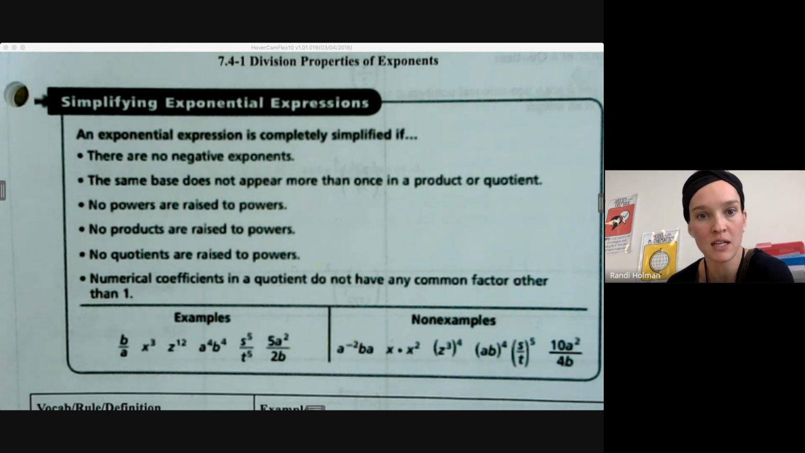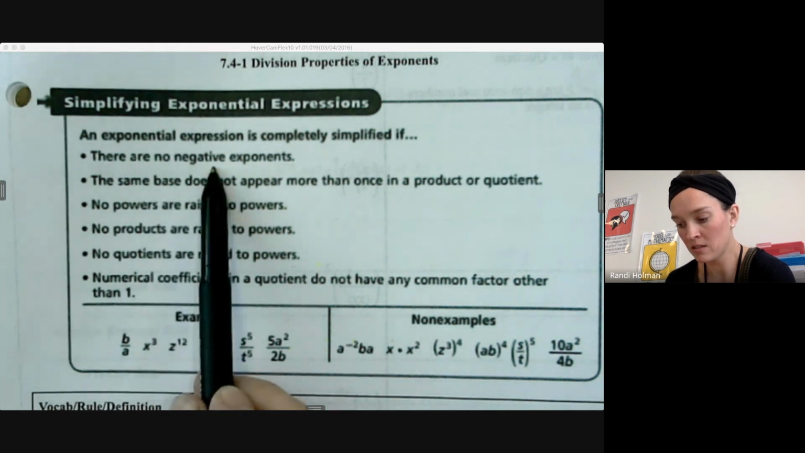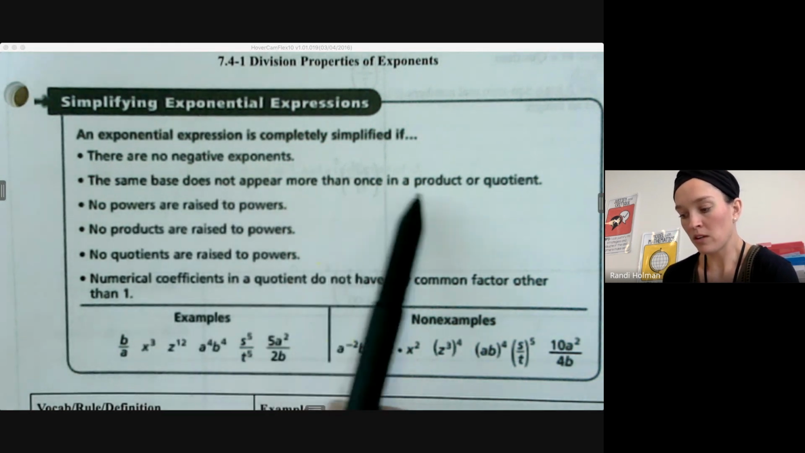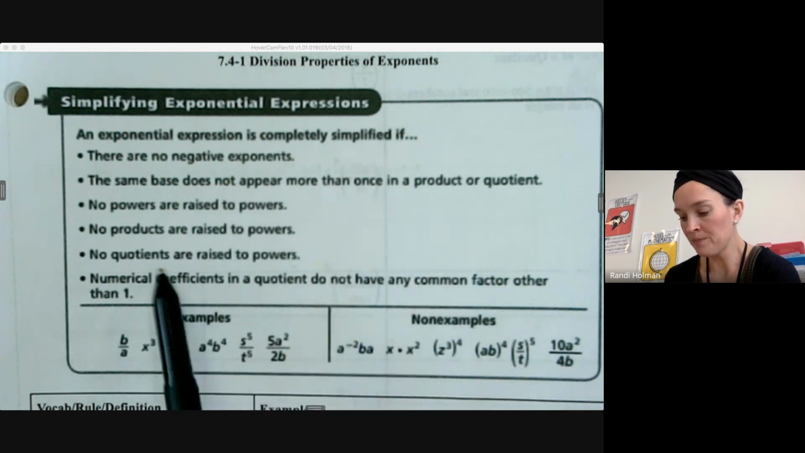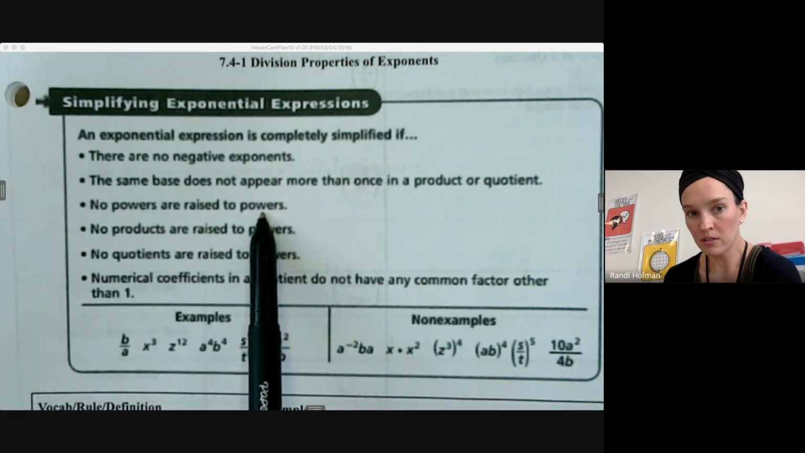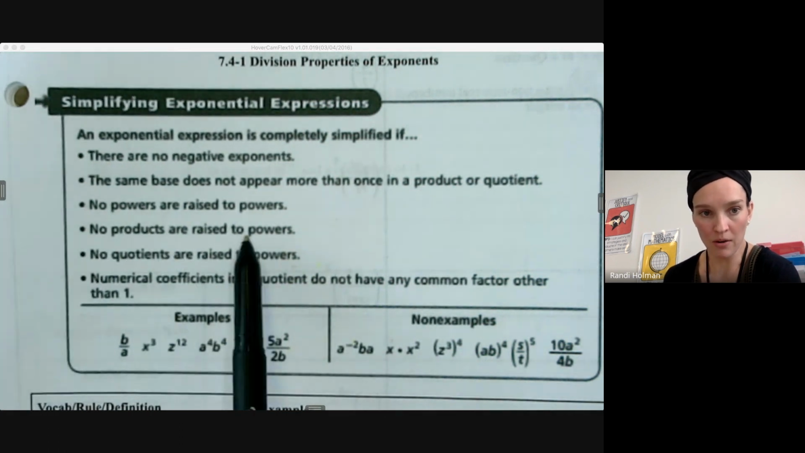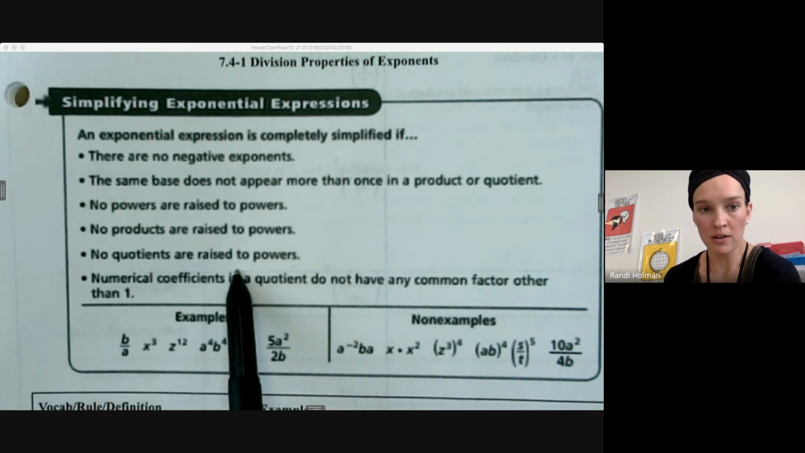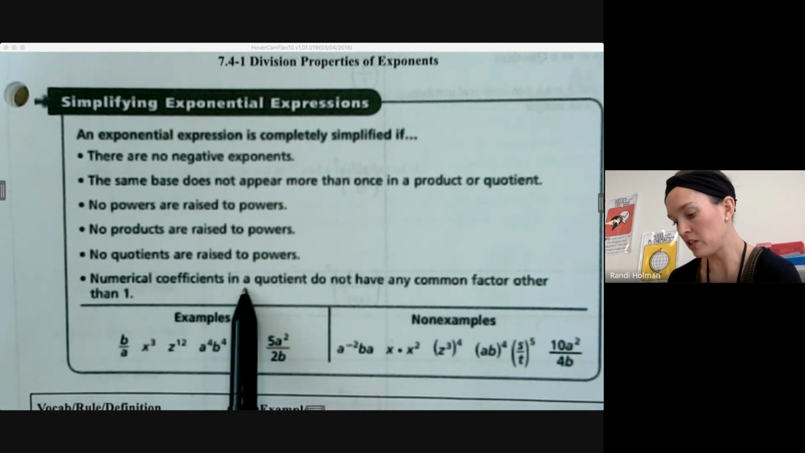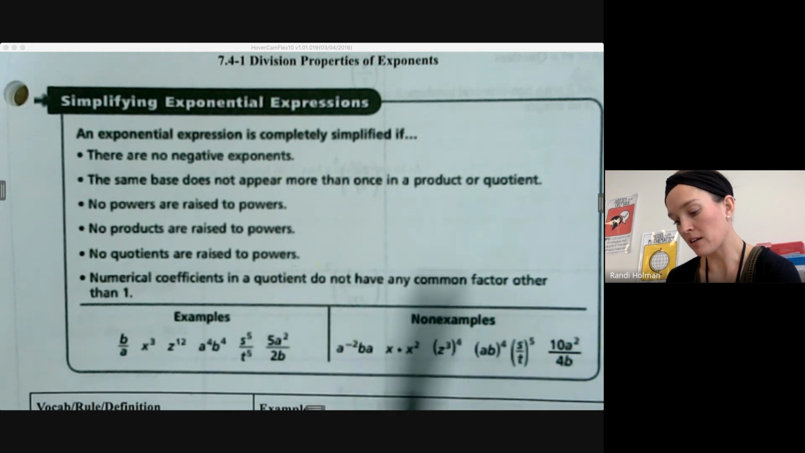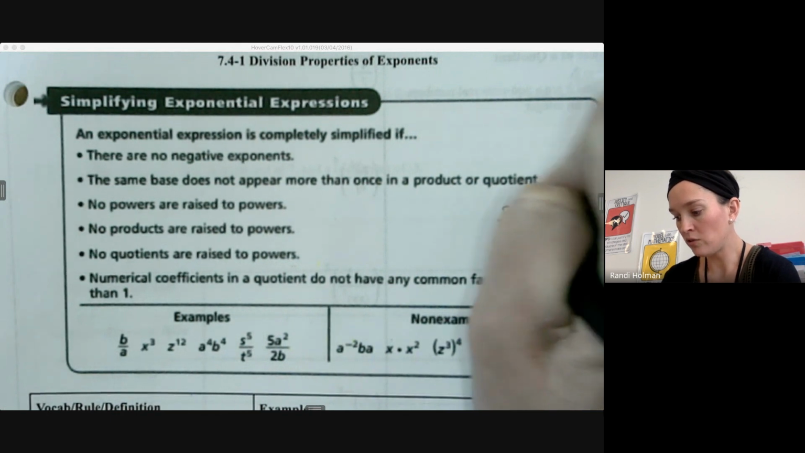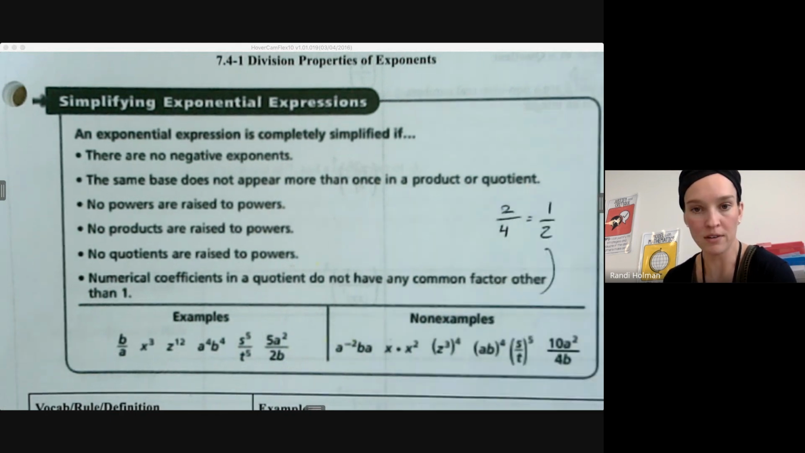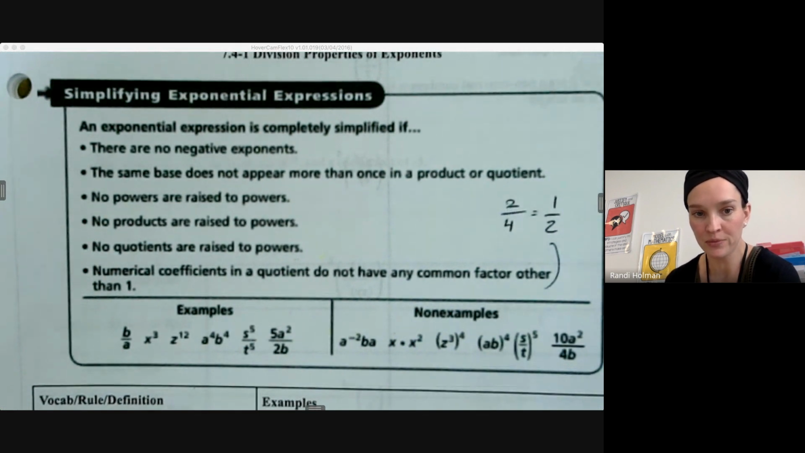When you're simplifying an exponential expression, it is completely simplified if you have no negative exponents. The same base does not appear more than once in the product or the quotient, so I can't have an x to the fourth and an x to the second. Those need to be combined. There are no powers raised to powers. There are no products raised to powers, and no quotients raised to powers. Also, any numerical coefficients in a quotient do not have any common factor other than 1. So what this is saying is that if I have like 2/4, I need to simplify that to 1/2, right? We just need to simplify our fractions like we always have.